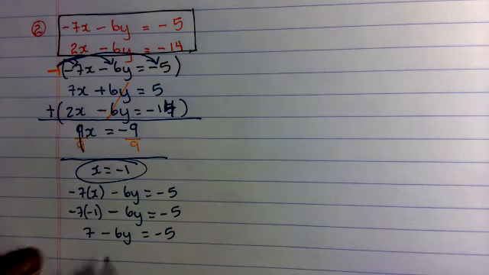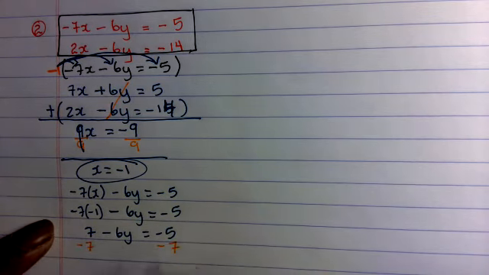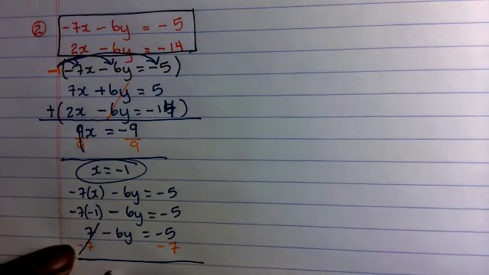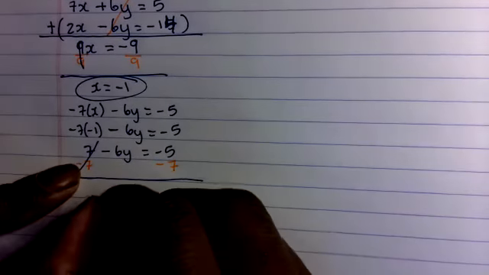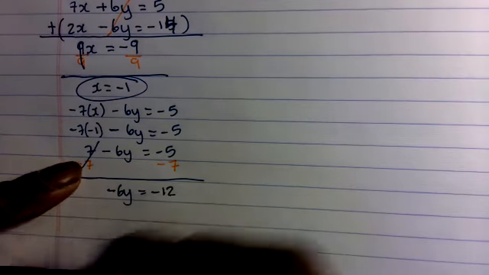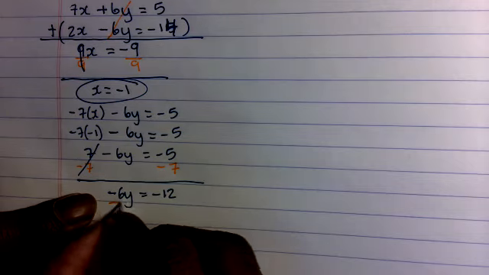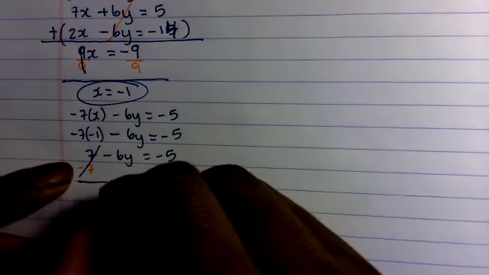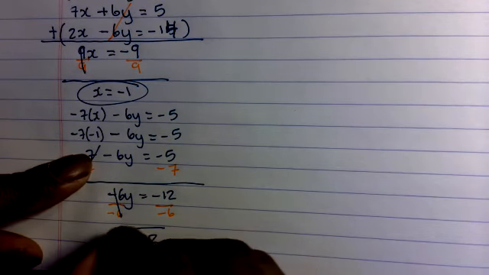I need to get to the y. The first thing I have to do is subtract 7 on both sides. When I subtract 7 on both sides, these cancel, so I have negative 6y is equal to negative 12. How do I get to y? I'm going to do the opposite of what they did. They multiply, so I divide by negative 6 on both sides. These cancel. So y is equal to positive 2.